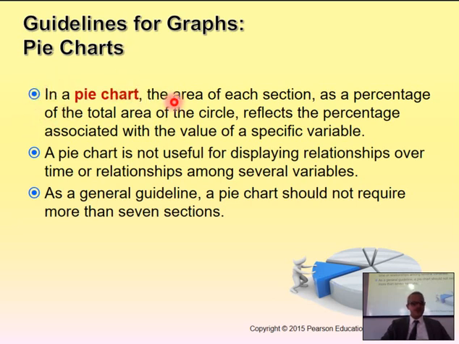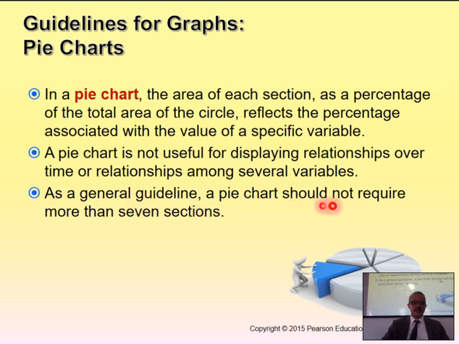So a pie chart, do you know what's a pie chart? This is a pie chart. The area of each section shows you the percentage of the total area of the circle. It reflects the percentage associated with the value. So you know this is like a quarter, this is more than a quarter, this is less, those two together are less than a quarter. A pie chart is not useful for displaying relationships over time, right? It only shows you this is the total and this is the pie.